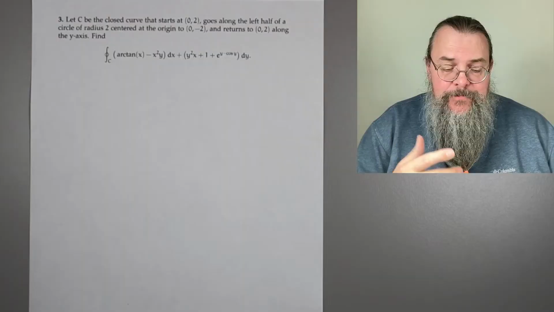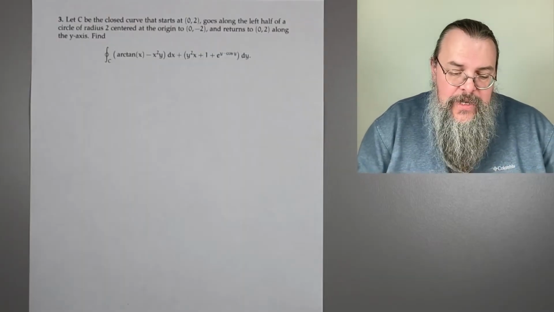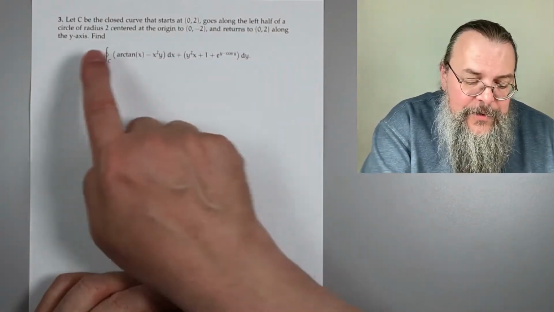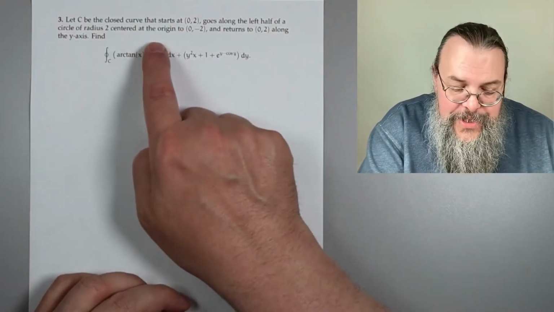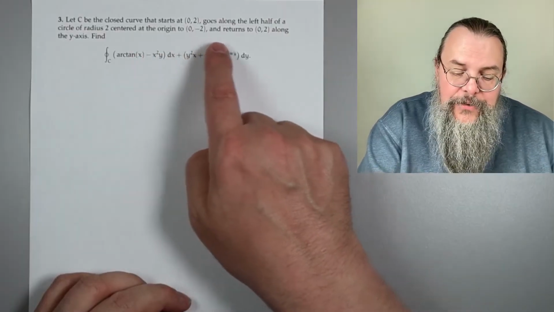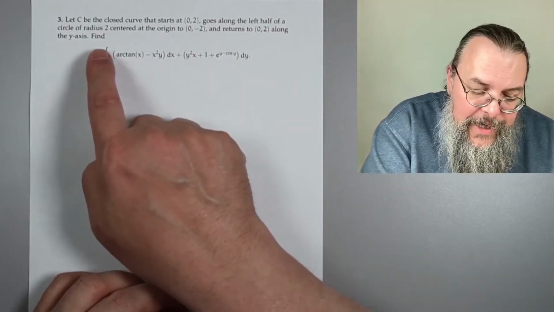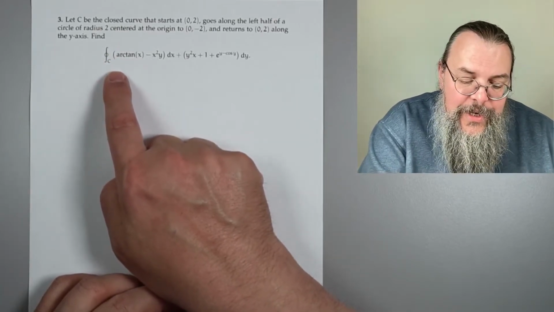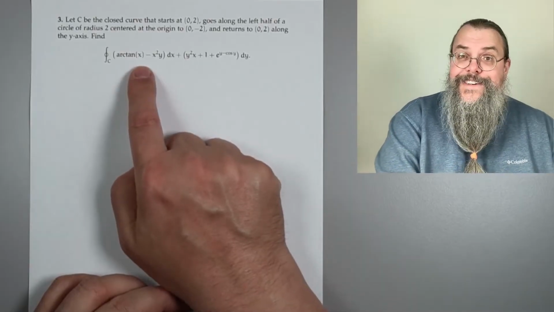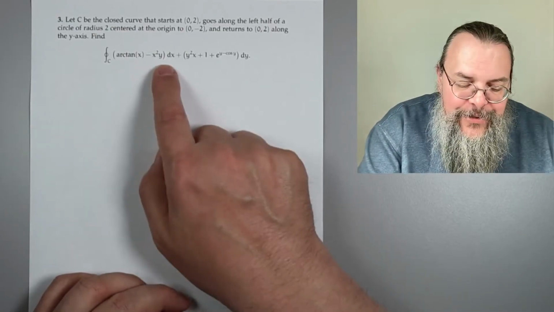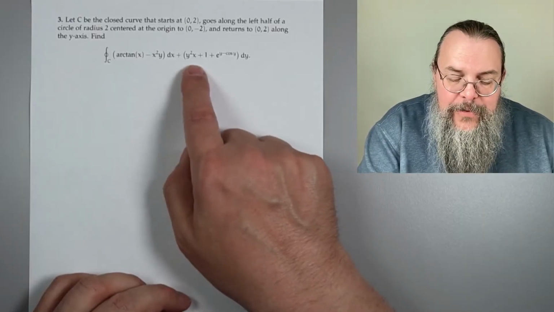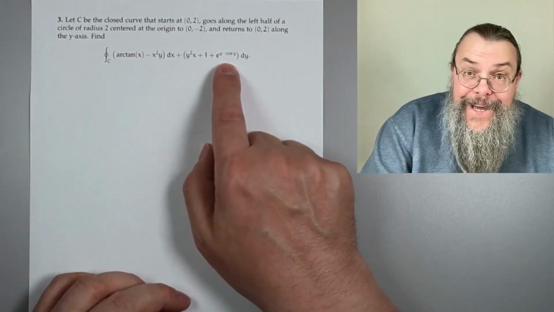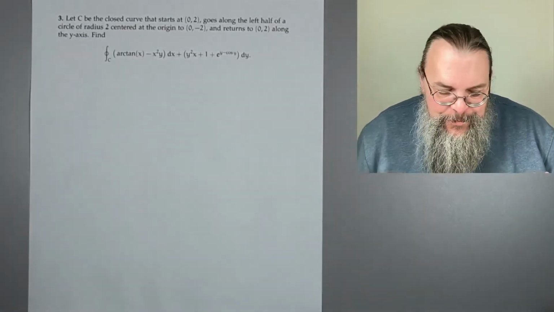Number 3. We have a closed curve, and it starts at 0, 2, goes along the left half of a circle radius 2, centered at the origin, to 0, negative 2, and returns to 0, 2 along the y-axis. And then we're asked to find the integral around C of arctangent of x, oh, nice, minus x squared y dx plus y squared x plus 1 plus e to the y minus cosine y, not nice, dy. Okay, all right, all right.